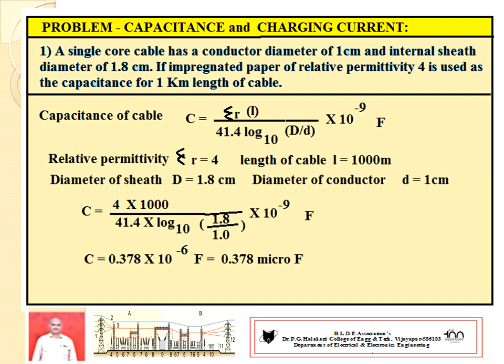Relative permittivity as 4, length is 1000, 41.4 log base 10, 1.8 divided by 1 into 10 to the power of minus 9 farads. So you calculate the capacitance value. So we are going to get 0.378 microfarads.